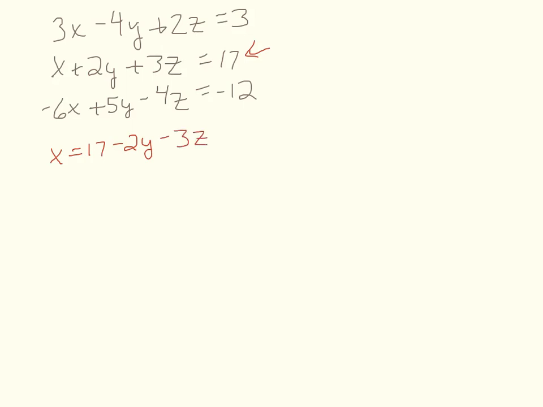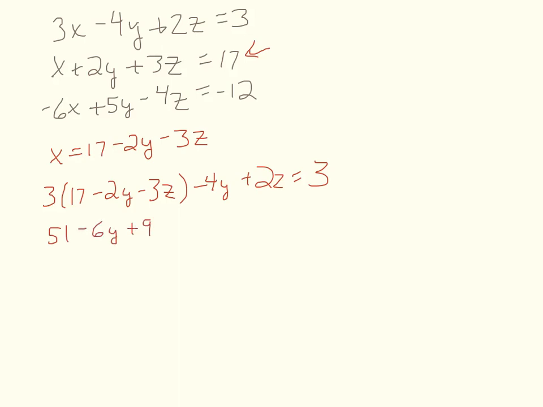Okay? So now I can take this and plug it into either of my other two equations. It looks like the first equation will give me smaller numbers, so I think I'll plug it into the first equation and see what we get. So 3 times 17 minus 2y minus 3z, minus 4y plus 2z equals 3. Okay? So if I have 51 minus 6y plus 9z minus 4y plus 2z equals 3. Okay?